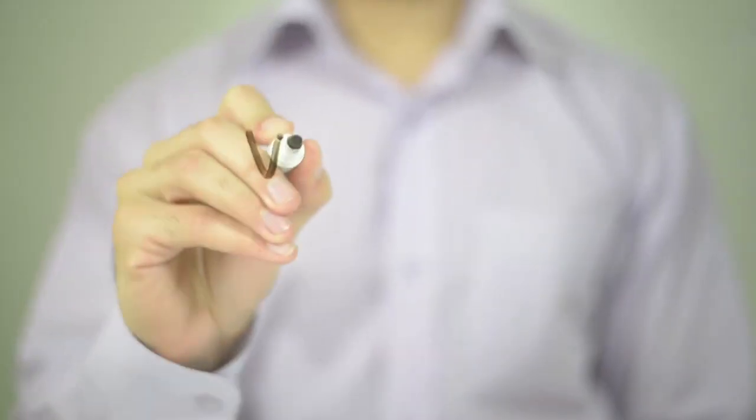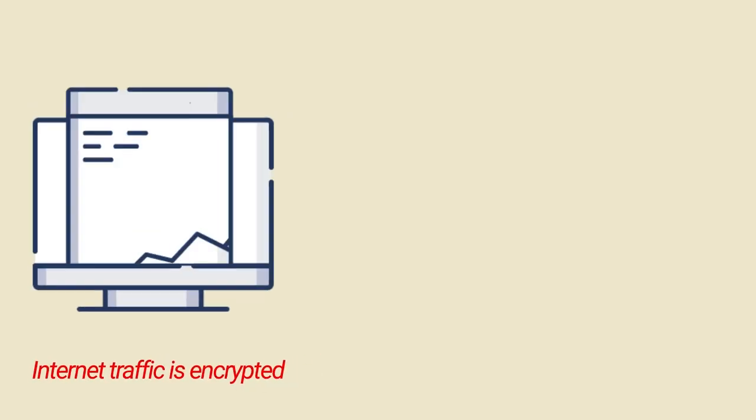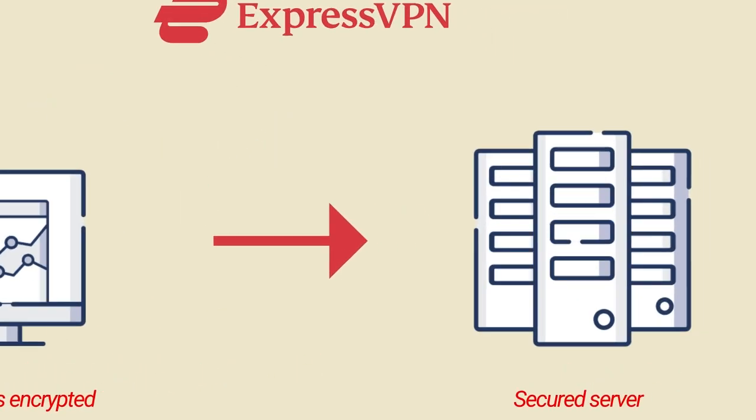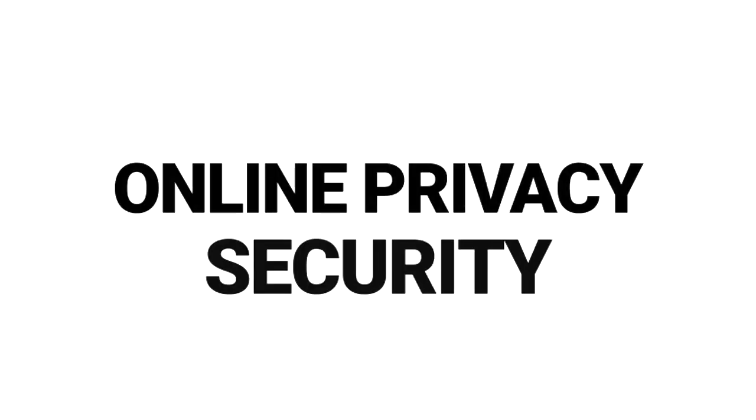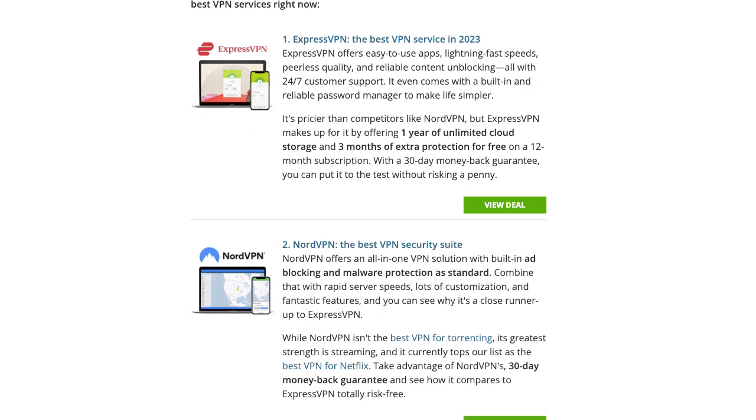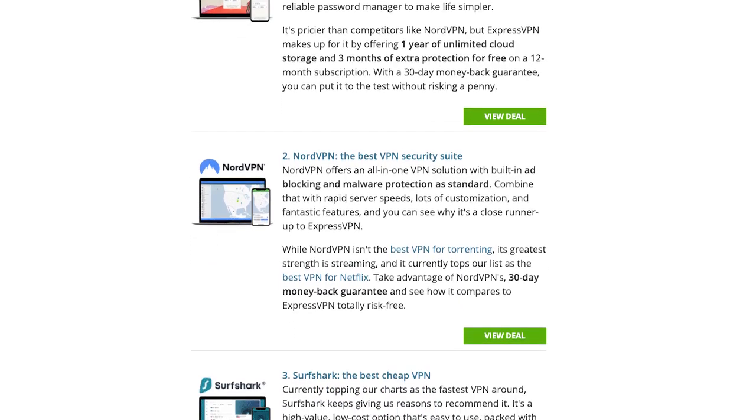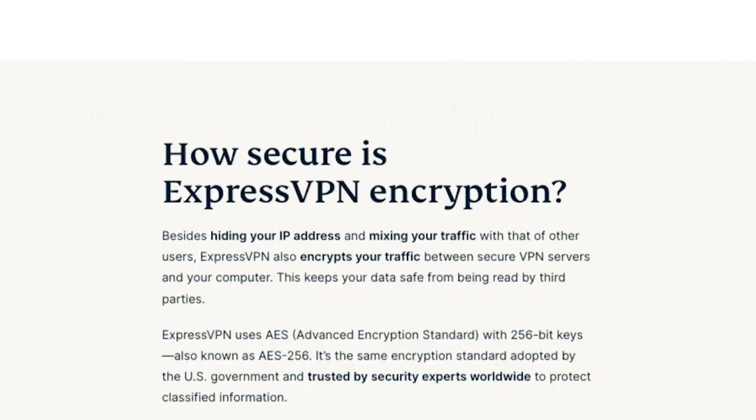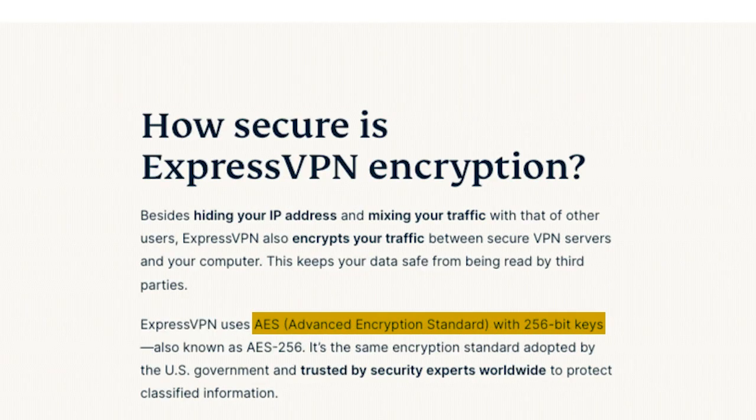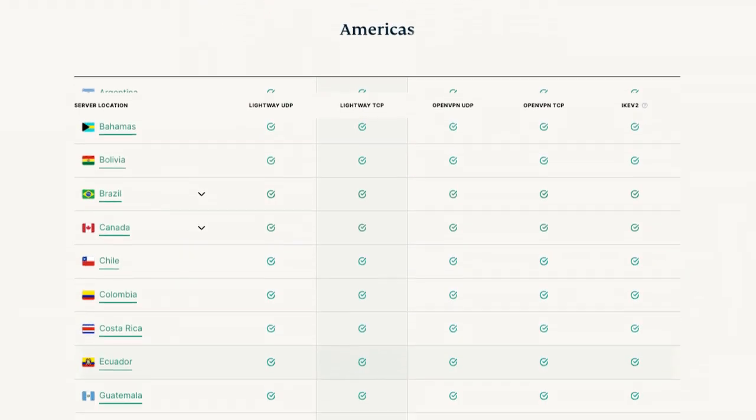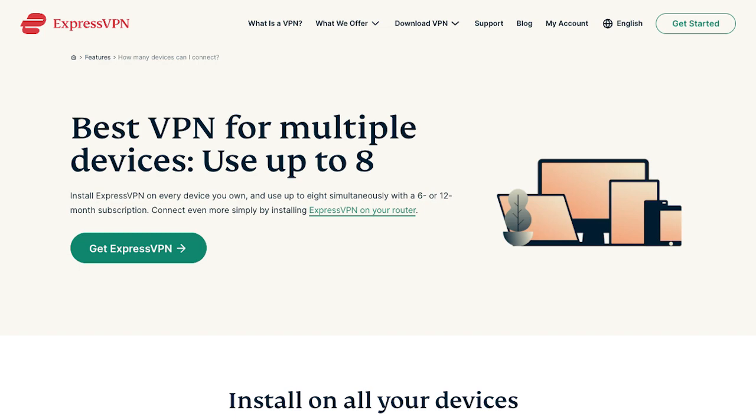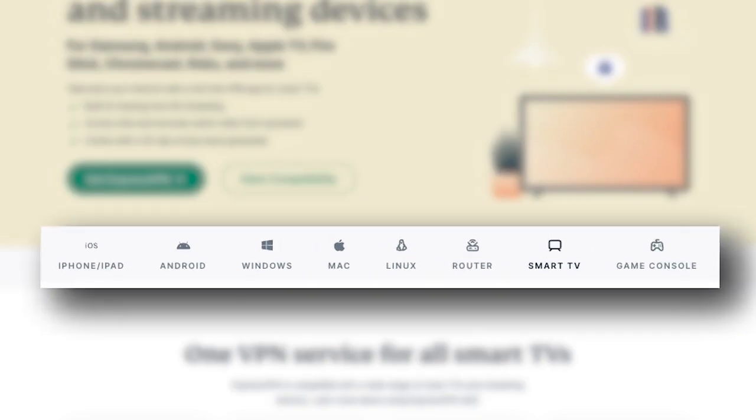First, let's briefly explain what is a VPN. VPN stands for Virtual Private Network. It's a tool that encrypts your internet connection and routes it through a secure server, providing you with online privacy and security. There are several VPN providers on the market, but we recommend ExpressVPN for its top-notch security features like AES 256 military-grade encryption, super-fast connection speeds, and wide server network across 94 countries. You can use ExpressVPN on various devices, including Windows, macOS, Android, and iOS.